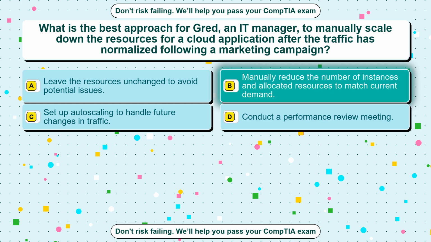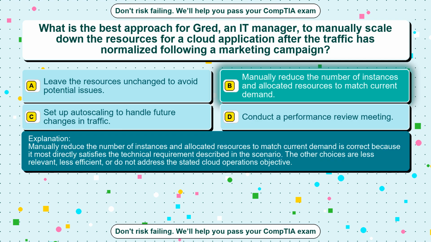Manually reduce the number of instances and allocated resources to match current demand. Manually reduce the number of instances and allocated resources to match current demand is correct because it most directly satisfies the technical requirement described in the scenario. The other choices are less relevant, less efficient, or do not address the stated cloud operations objective.